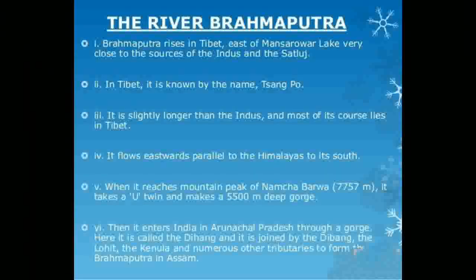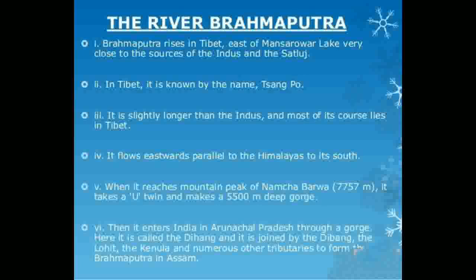Now let us see another river, the river Brahmaputra. It rises in Tibet to the east of Mansarovar Lake, and it is closer to the source of the Satluj River. Sangpo is the name of this river in Tibet, and it is a little bit longer as compared to the river Indus, but its course mostly lies in the Tibet region.